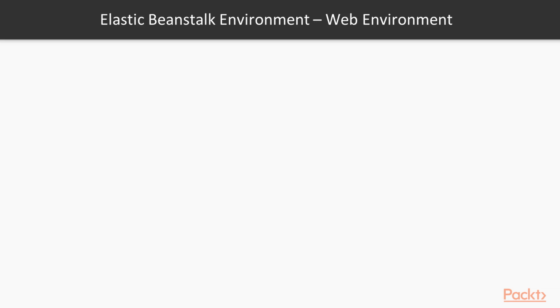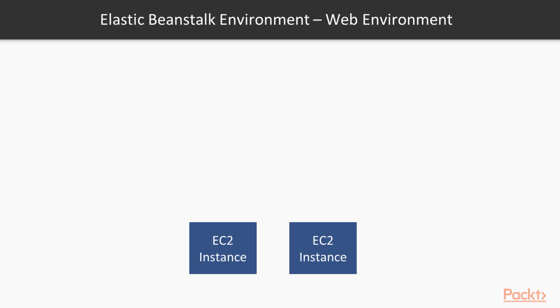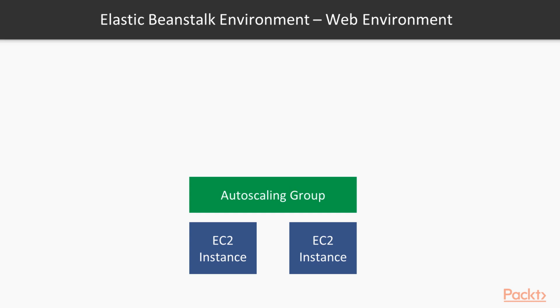So when you look at a classic web environment which is deployed using the Elastic Beanstalk service, what do you have? Well, automatically the service will spin up multiple EC2 instances. This again depends upon your configuration. On top of that, it will add an auto-scaling group. So the auto-scaling group will automatically scale your underlying virtual servers based on the demand. This is used to ensure scalability of your entire environment.